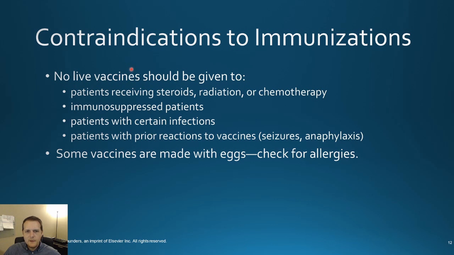Now, live vaccines should not be given to every type of patient. So, for instance, anyone who is immunocompromised, meaning they cannot produce a good immune response themselves. So, if they're receiving steroids or radiation or chemotherapy, they are not going to be good candidates for getting live vaccines. Patients with certain types of infections should also not receive live vaccines, or if they've had a prior reaction to a vaccine, so maybe anaphylaxis or a seizure, they would not be a good candidate there.